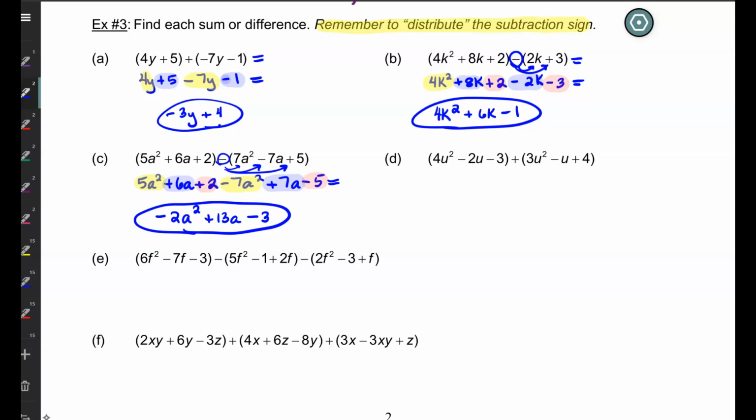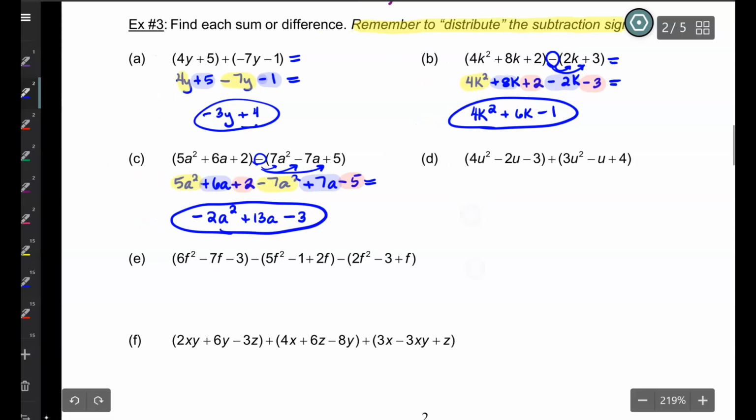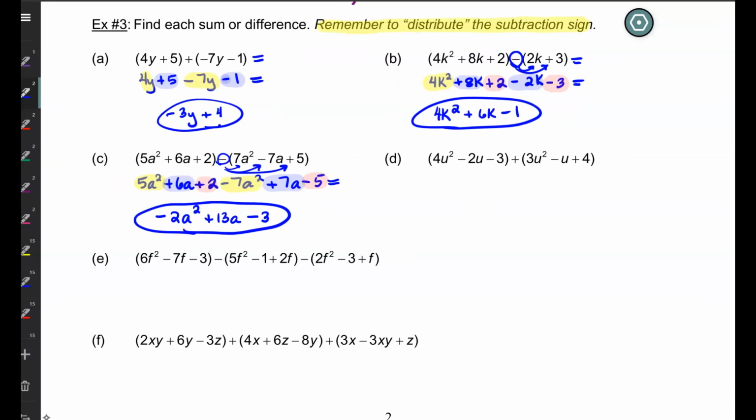Now, when it's addition, none of the signs change, so you technically don't even have to rewrite these. You can just go right to combining when it's a plus sign. But if you want to rewrite it, that's fine. You have that choice. I'm just going to go and combine them since it's a plus.